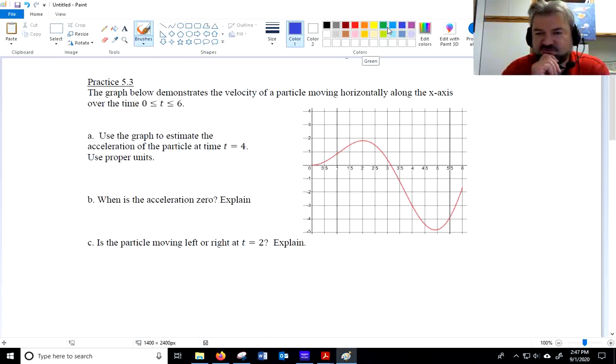The graph below demonstrates the velocity of a particle moving horizontally along the x-axis over a time from 0 to 6. Use the graph to estimate the acceleration of the particle at time t equals 4. So this is the velocity of the particle that's moving along the x-axis. So this here is velocity, and this here is time. Acceleration is simply a rate of change in velocity over time. So to estimate the acceleration of the particle at time t equals 4 means that I need to estimate its tangent line.